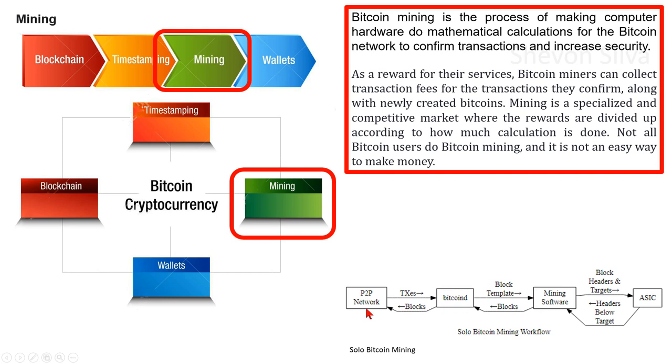Here you can see the P2P network interacts with Bitcoin D. Bitcoin D interacts with the mining software. Mining software interacts with ASIC. So transactions are passed from the P2P network to Bitcoin D. Block template is passed from Bitcoin D to mining software, and block headers and targets are passed from mining software to ASIC. Headers which are below targets are passed from ASIC to mining software, and blocks are passed from mining software to Bitcoin D, and blocks are passed from Bitcoin D to the P2P network.